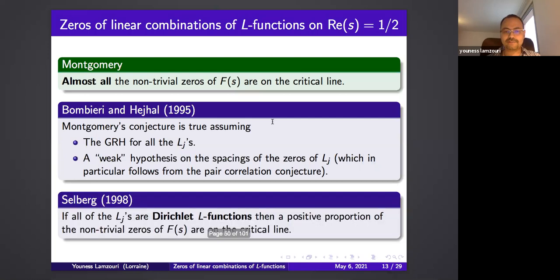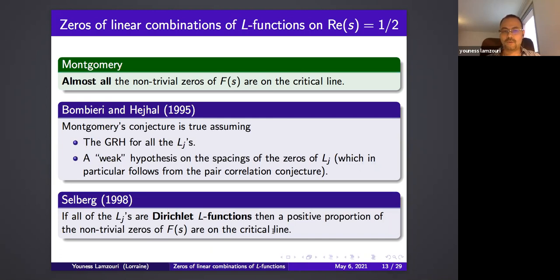On the unconditional side, the only result we do have is due to Selberg, it's unpublished, from 98, who proved that if you have degree one L-functions, if you have Dirichlet L-functions in your linear combinations, then a positive proportion of the non-trivial zeros are on the critical line.